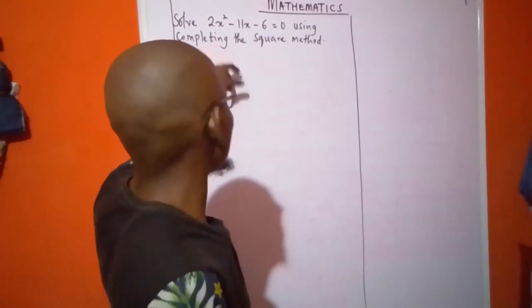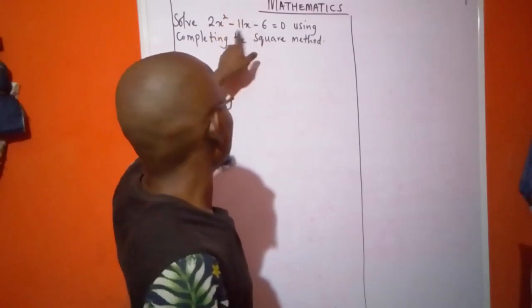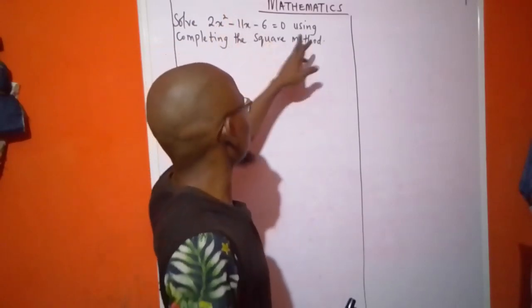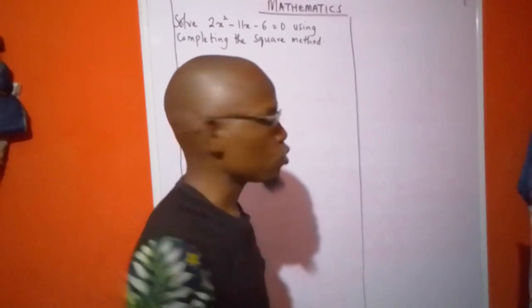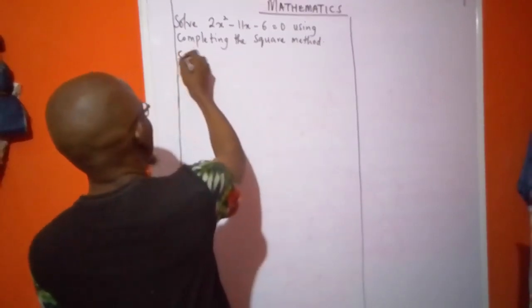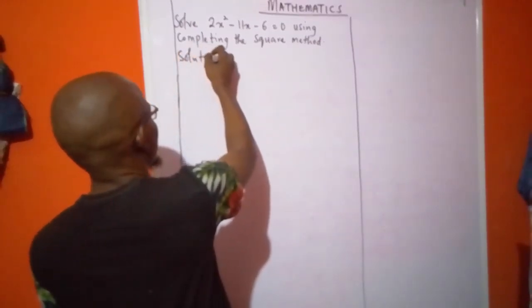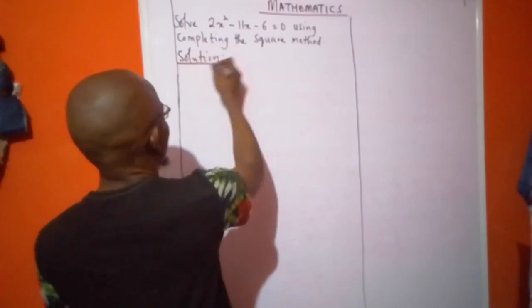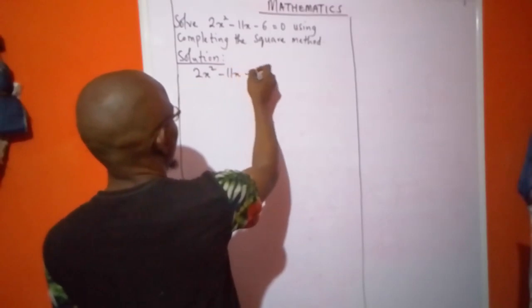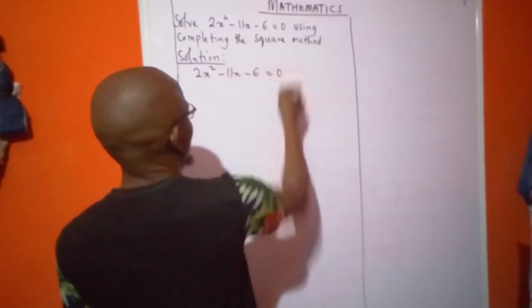We are asked to solve 2x squared minus 11x minus 6 equals 0. So let's see what we have here. We have 2x squared minus 11x minus 6 equal to 0.